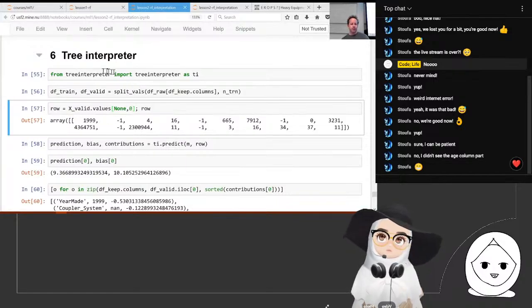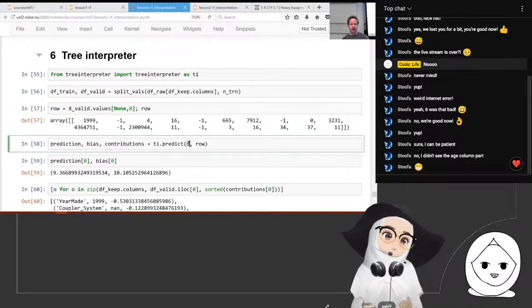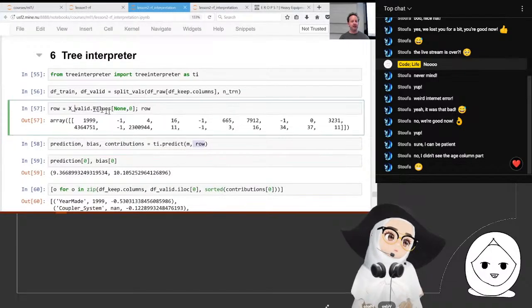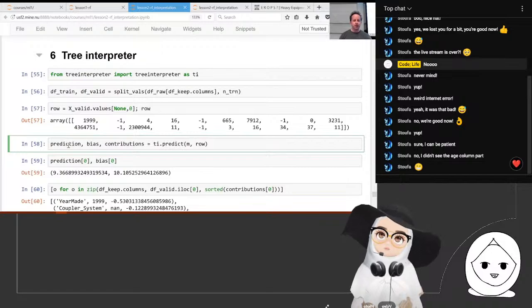What I can do with a tree interpreter is I can go ti.predict, passing in my random forest model and my row. So this is the first row. It could be like this particular customer's insurance information, or in this case, this particular auction. And it'll give me back three things.